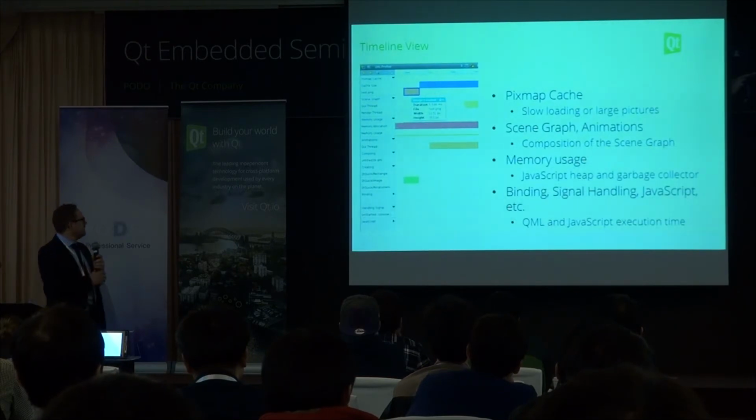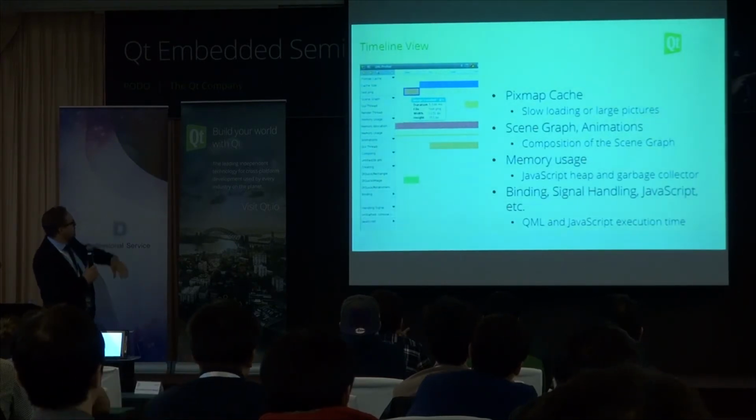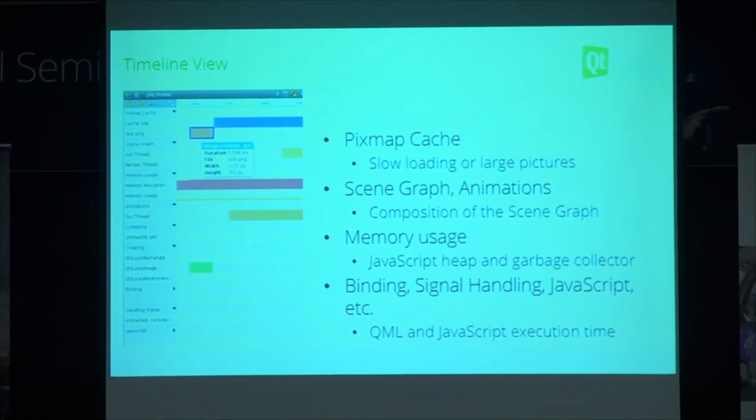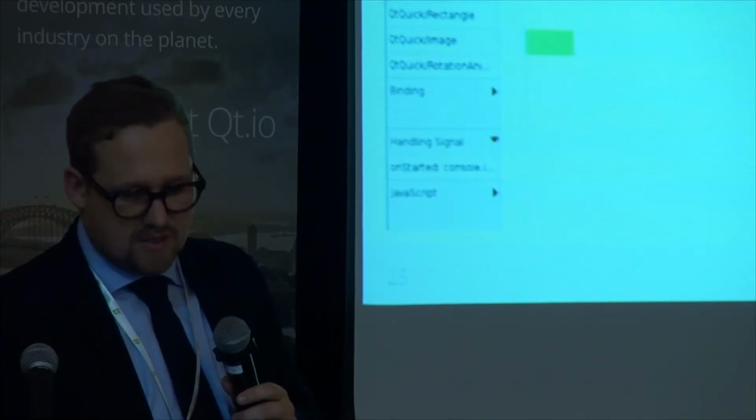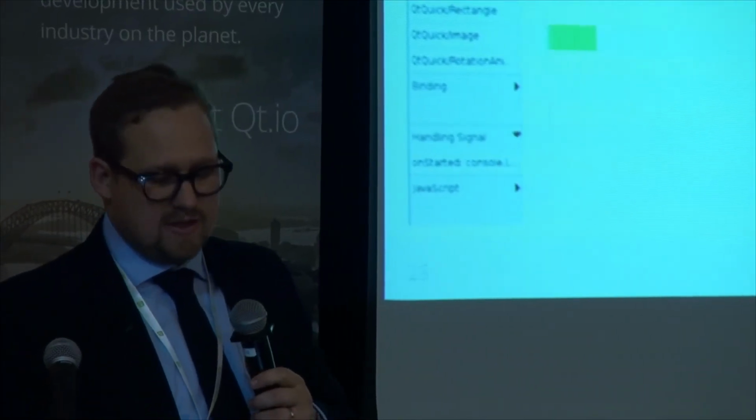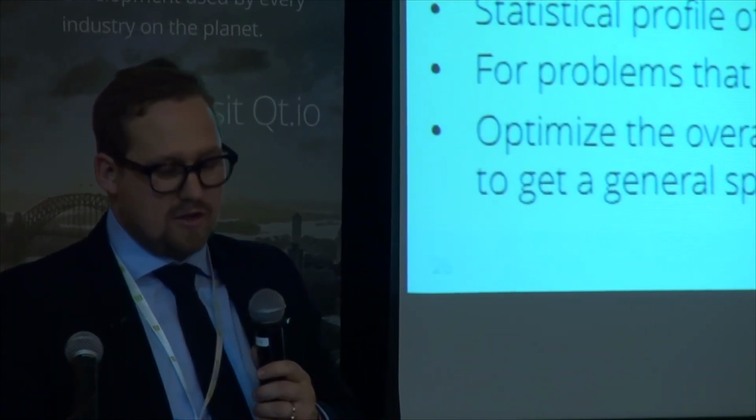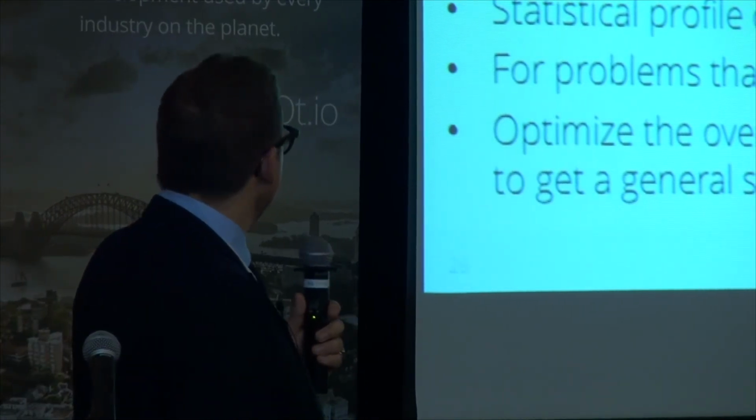And there is a timeline view of that, so you can have full overview of all of the different aspects of your UI application. The PixMap cache, the scene graph and the animations, the memory usage, the bindings and signal handling, etc. All of this is shown in different parts of the view. So there's a lot of information here and a lot of things you can see.